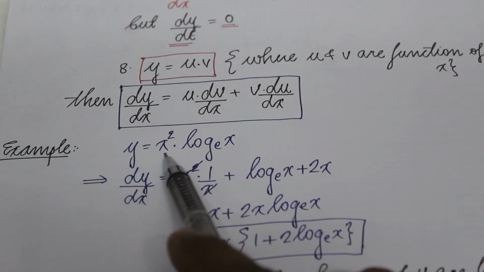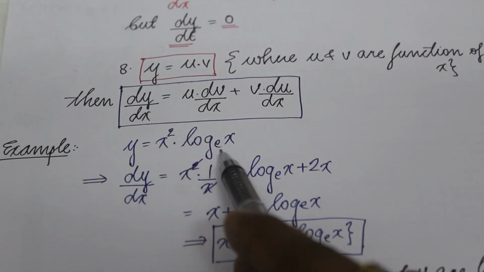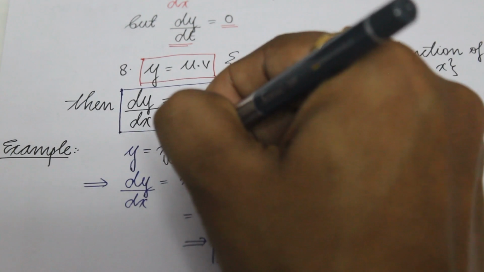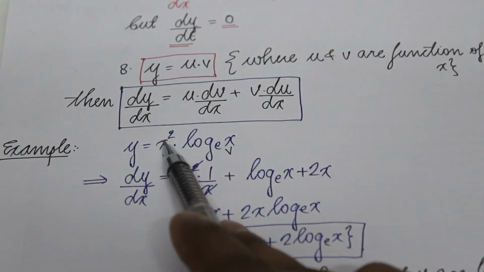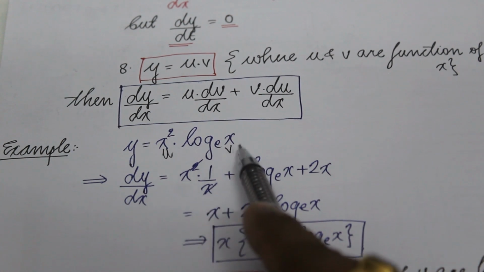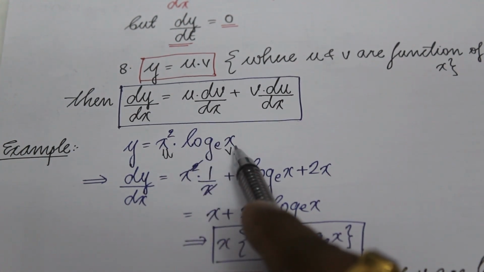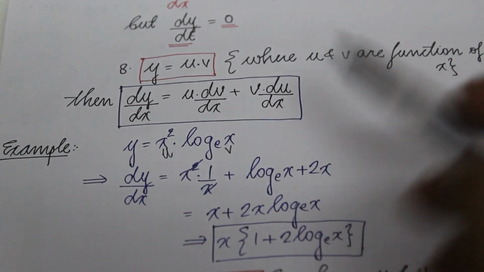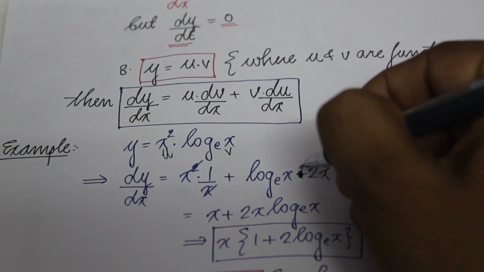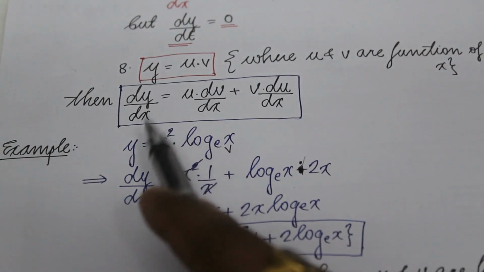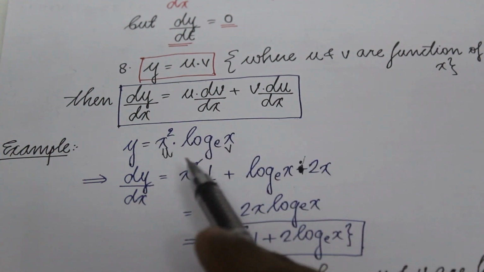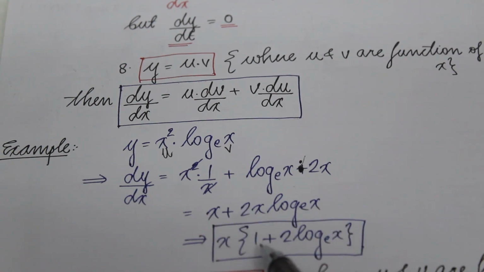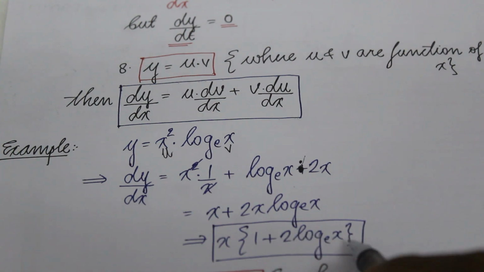Let's say y is equal to x square into log to the base e of x. Consider this as u and this as v. So first I will keep u as it is and differentiate v. So log to the base e of x is 1 by x. Then I have kept v as constant and I have differentiated u. So x square becomes 2x. So it will become x plus 2x log to the base e of x. I can take out x common. It will become 1 plus 2 log to the base e of x.